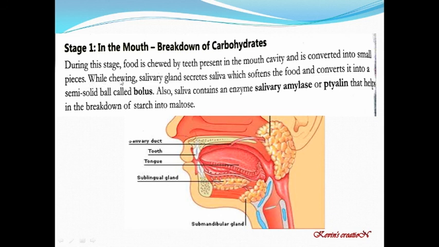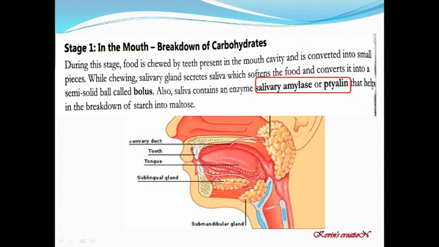And when we chew the food, at the same time, these 3 salivary glands secrete saliva, which gets mixed with the food, and the food softens and turns into a semi-solid ball, which is called bolus. Now here saliva contains an enzyme which is called salivary amylase or ptyalin. Commonly we call it ptyalin. It works on carbohydrates, it works on starch and changes it into maltose.